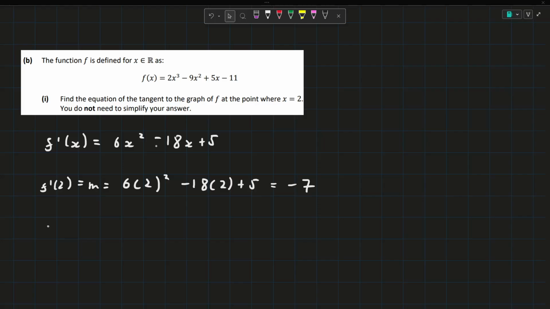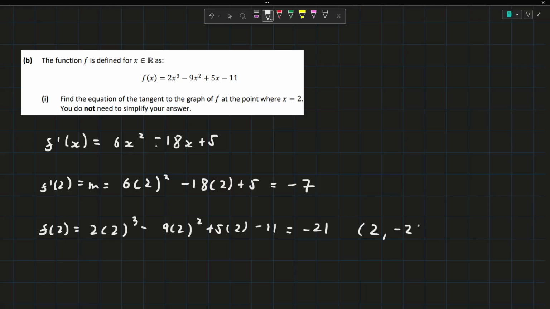And then we also need to know a point. So what's f of 2? Well, f of 2 will be 2 times 2 cubed minus 9 times 2 squared plus 5 times 2 minus 11. And when you do that, you get the y value is equal to minus 21. So that means the point is the x value is 2 and the y value is minus 21.